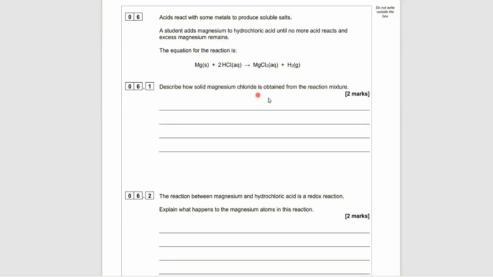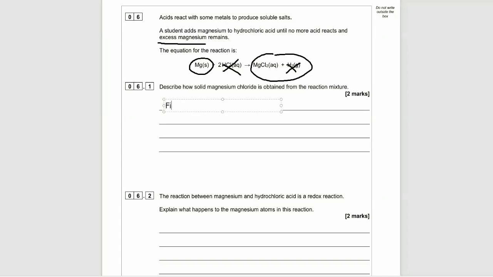Right, 6. Acids react with some metals to produce soluble salts. The equation for this reaction: Mg + 2HCl goes to MgCl₂ + H₂. Describe how the solid magnesium chloride is obtained from the reaction mixture. So remember, it tells us that the magnesium is in excess. So when this reaction is done, all the acid is used up, and we've got silver metal magnesium floating in a magnesium chloride solution. So we need to first of all filter out the silver magnesium metal, so filter off excess magnesium, and then we should evaporate the water, the (aq) bit of MgCl₂.